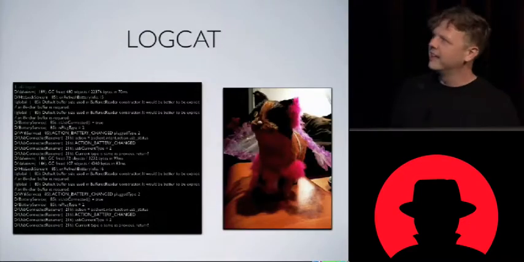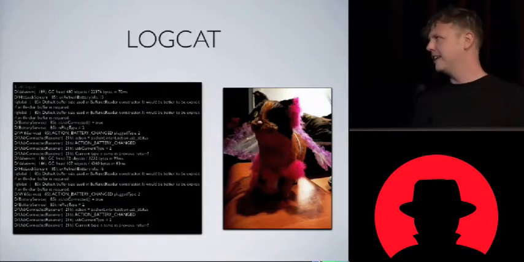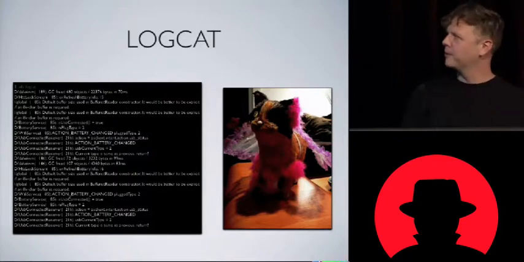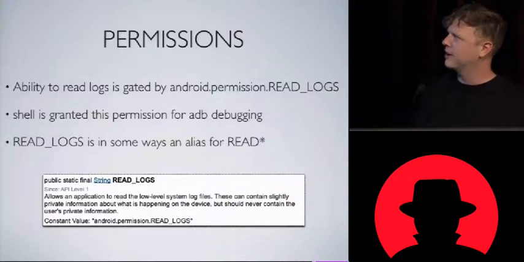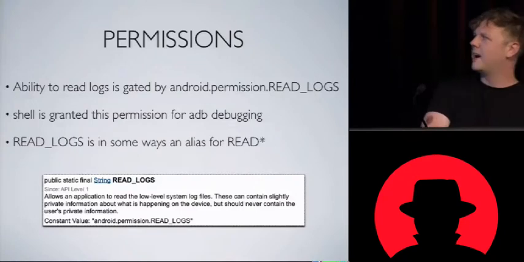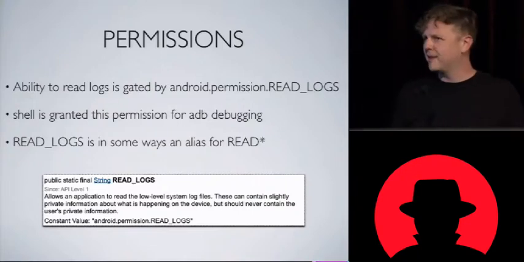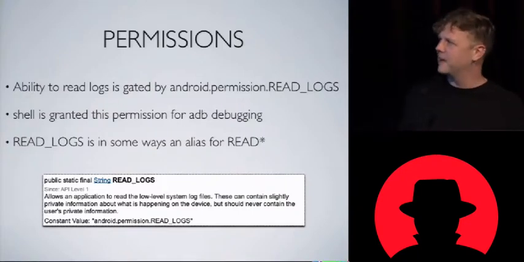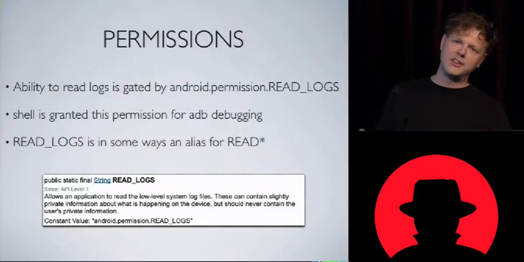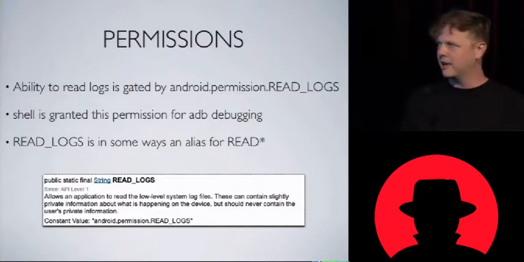So the logcat utility can be used to look at these logs. Typically, on a phone that's got debugging enabled, you'll just use ADB to look at that when you're working on your app. Now, the ability to read logs is gated by the read logs permission. So this is not as fun as some of the 0 permission stuff that David was talking about, but it's still kind of interesting. In the case of a phone that's in debug mode, the shell account is granted permission so that you can invoke logcat over ADB.